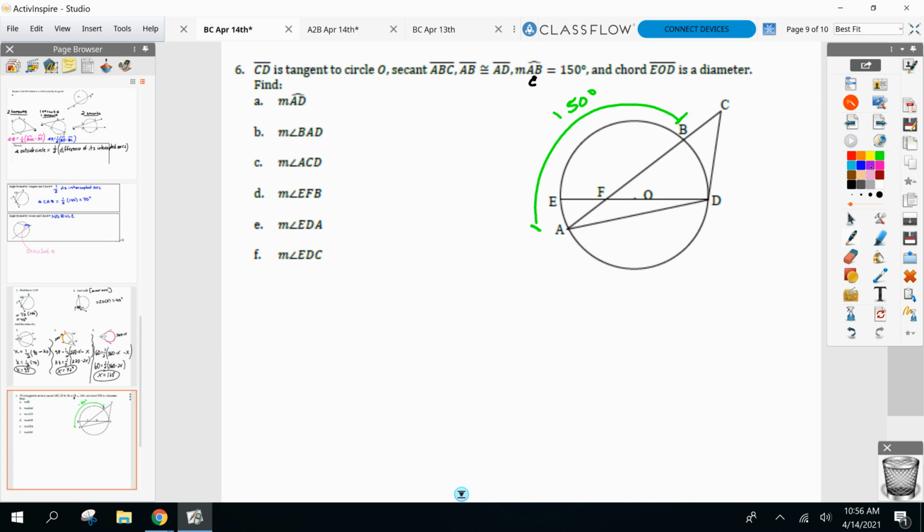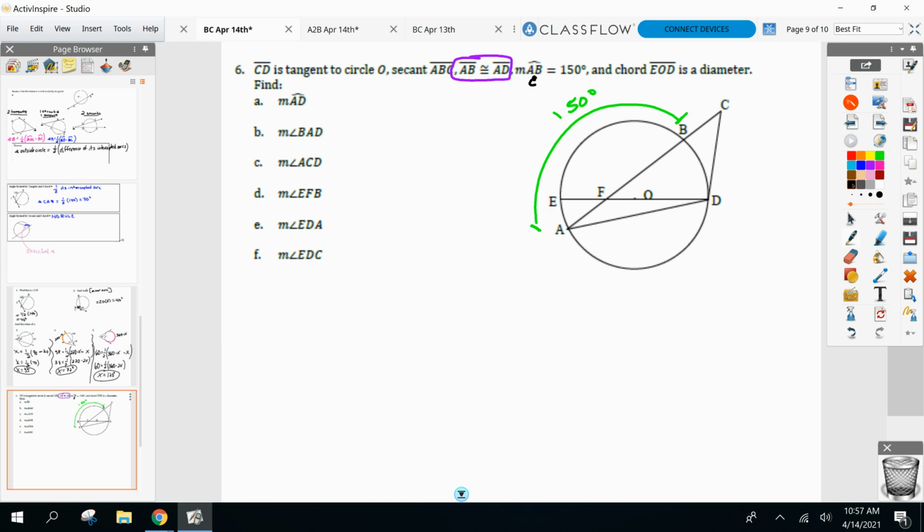EOD, you got yourself a diameter. That's it? I don't think I can find any more arcs here. Oh, wait a second. I didn't read something in the directions, did I? Got to read everything. There's a reason why I gave you AB congruent to AD. What are AB and AD in the circle? Okay, congruent. Thank you. Chords. They're called chords.